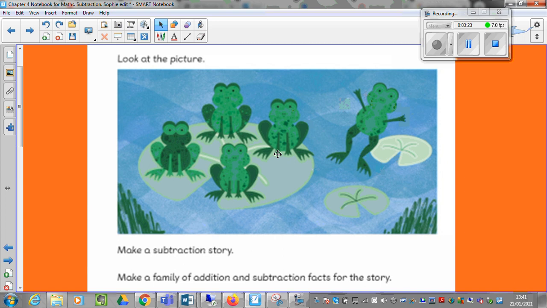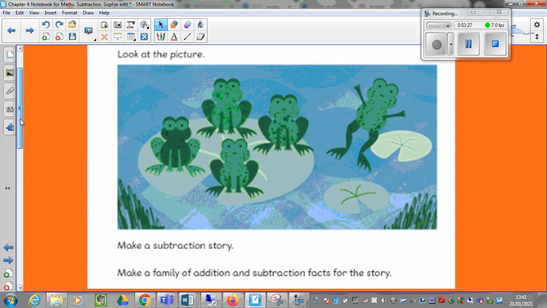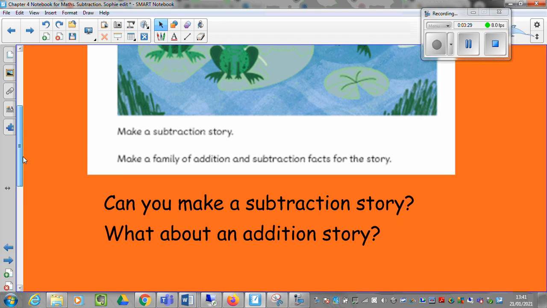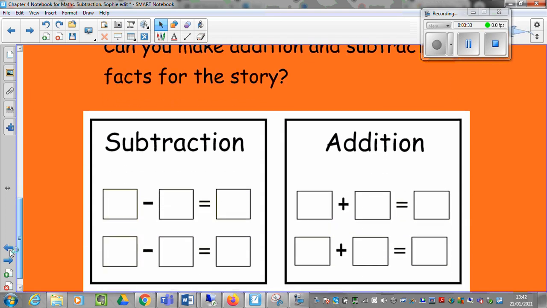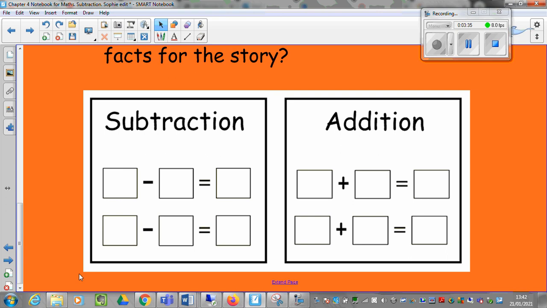How many is jumping away. See if you can make a subtraction number story, and then see if you can make an addition number story that is similar. Can you make addition and subtraction facts for the story? Use your template to write them in, and there's also some lines on your sheet. I want you to write out your story as well. You can use your sound maps to help you if you need them. Okay, pause now and do that.